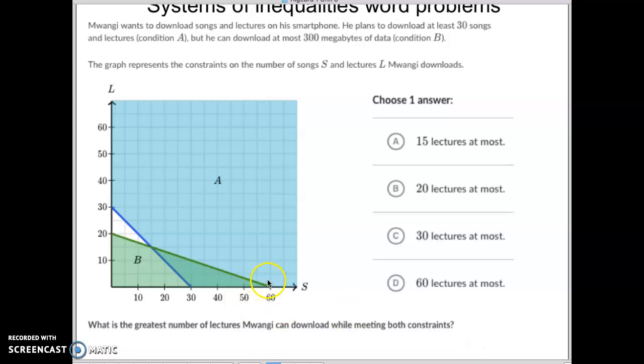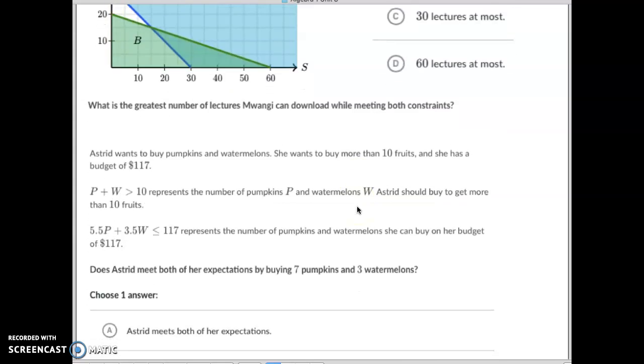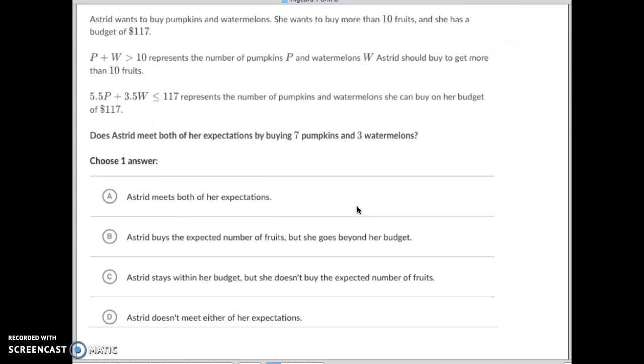So in order to meet both constraints, we've got to be within this little triangle right down here. This little point right here is the most lectures. Remember, lectures goes north and south, while songs goes this direction. So the most lectures that we can do while meeting both constraints would be right here at 15. So you're just reading that graph to get that. Let's do one more. Okay.